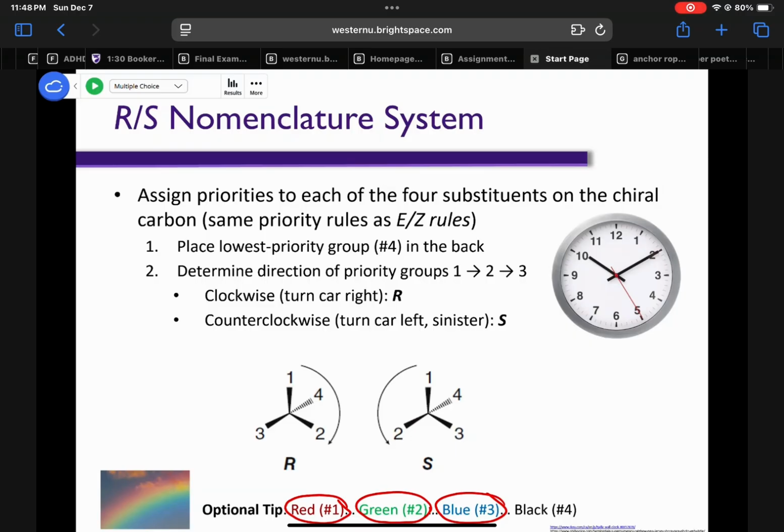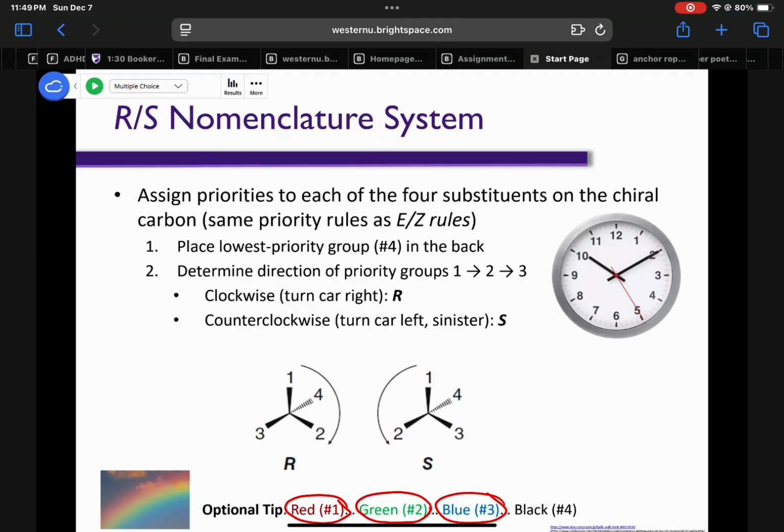Put that one down. Build the one on the right. So red pointing up, red, orange, yellow, green pointing to the left, blue pointing to the right. 4 goes away from you. Hold number 4. Red, orange, yellow, green, blue, the colors of the rainbow. This is counterclockwise. If you turn your steering wheel this way, your car will go to the sinister direction, the left. This is counter or anti-clockwise. Therefore, this is the S enantiomer.